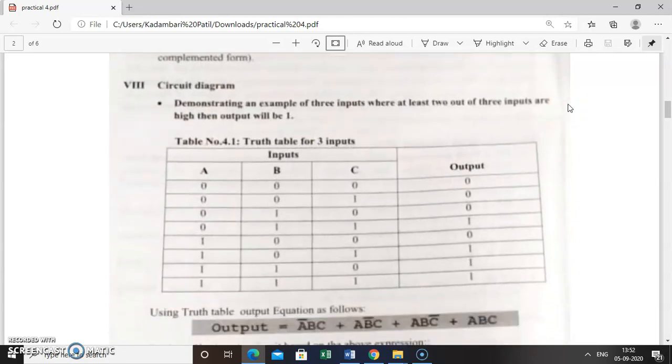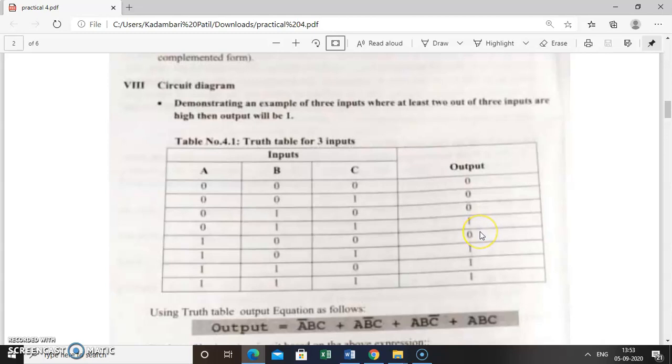The first example demonstrates 3 inputs where, if at least 2 out of 3 inputs are high, then the output will be 1. Here you can see there is a 1 at positions 0, 1, 2, 3 and so on. So the output of the top is A bar, B, C. Wherever there is a 1, you have to make the equation of that thing only.